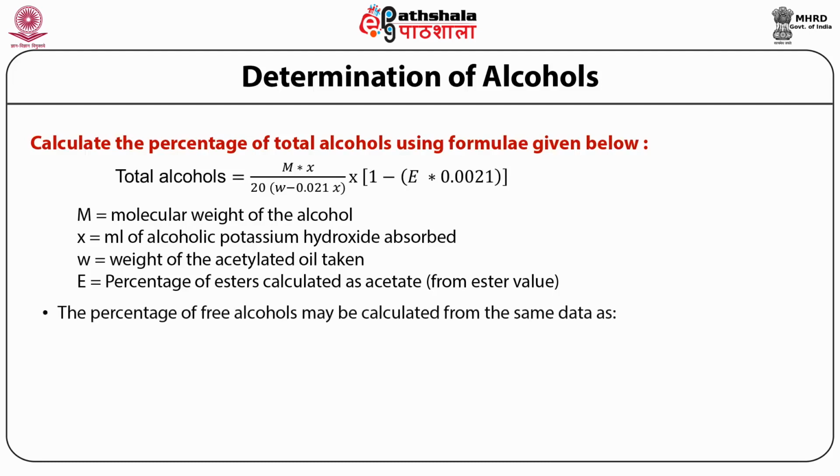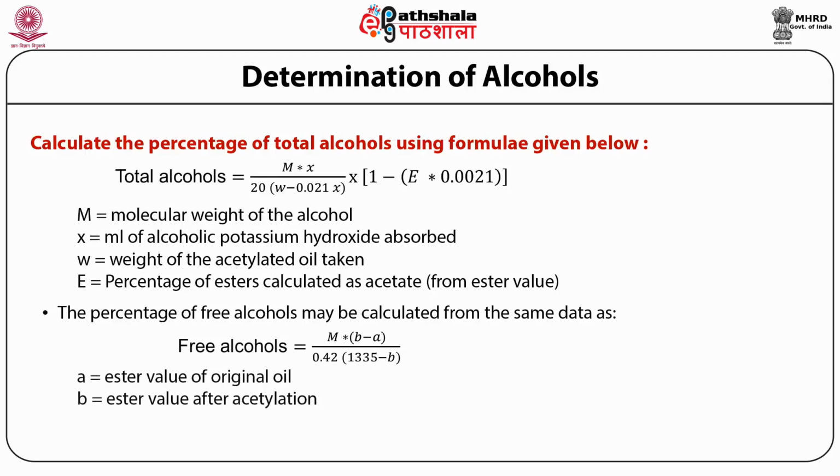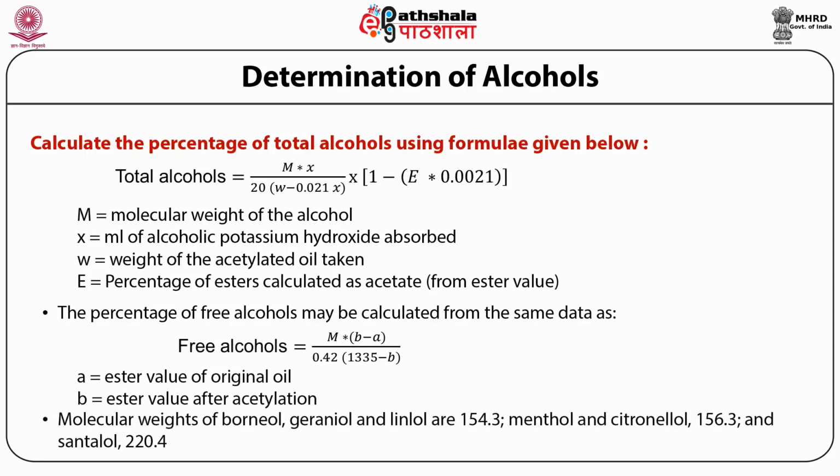The percentage of free alcohols can also be calculated using the same data, using the formula given there, where A is the ester value of the original oil and B is the ester value after acetylation. Molecular weights of borneol, geraniol and linalool, which are the constituents of many of those volatile oils, are 154, while for menthol and citronellol it is 156 and santalol it is 220.